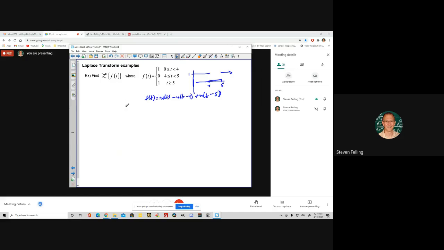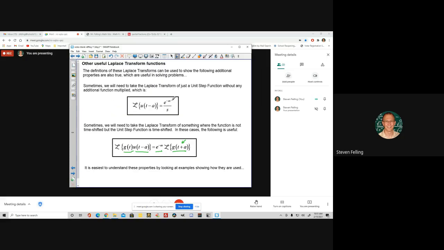So what's the Laplace transform of a unit step function minus a unit step function shifted 4 plus a unit step function shifted 5? Okay, so the Laplace transform of a unit step function, if we look at that little formula there, the Laplace transform of a unit step function u of t minus a, is e to the negative as over s, right? Just double checking. E to the negative as over s.